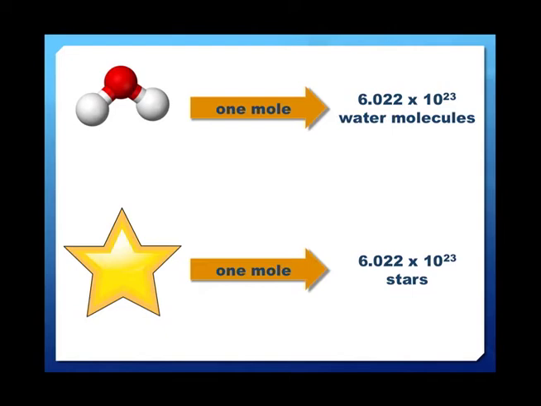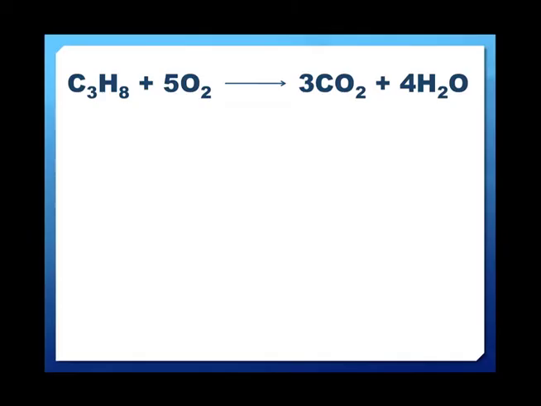For example, let's examine the combustion reaction involving propane. When hydrocarbons combust, they always generate carbon dioxide and water. So here is the balanced chemical equation for this reaction, complete with the correct stoichiometric coefficients.